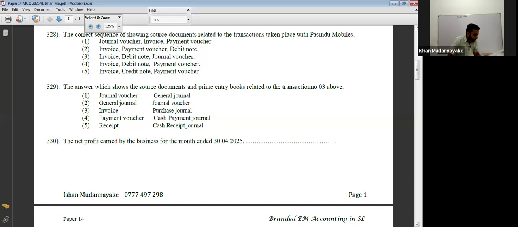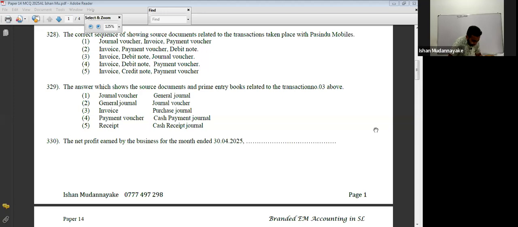Right, children, look at question number 329. The answer which shows the source document and payment books related to transaction 3 above. Transaction 3 above. What's the answer? Right, for transaction 3 above: purchase furniture for business use.